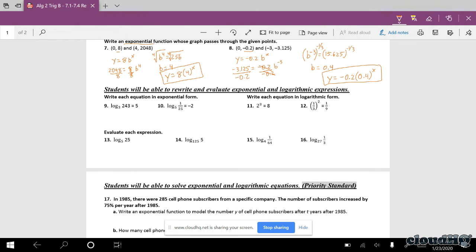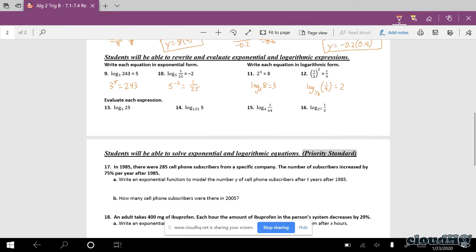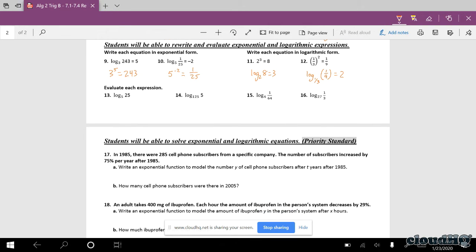Now we just rewrite. So 3 to the 5th equals 243 would be the exponential form. Number 10 would be 5 to the -2 is equal to 1/25. Starting with number 11, we write it in logarithmic form. So log base 2 of 8 is equal to 3. And on number 12, it would be log base 1/3 of 1/9 is equal to 2. So that section is all just rewriting in the opposite form, knowing what numbers go where.